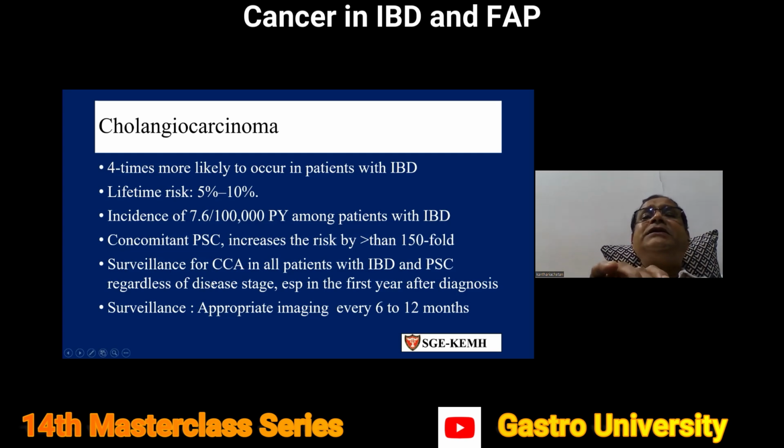Hence, surveillance for cholangiocarcinoma is recommended in all patients with IBD and PSC, regardless of the stage at which they present. And this is more true in the first year after diagnosis. Hence, they should be surveilled. So how do you surveil it? You do appropriate imaging, either MRI and MRCP, along with LFT every 6 to 12 months.